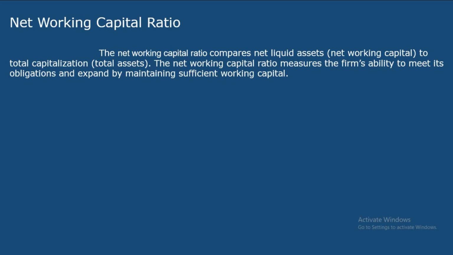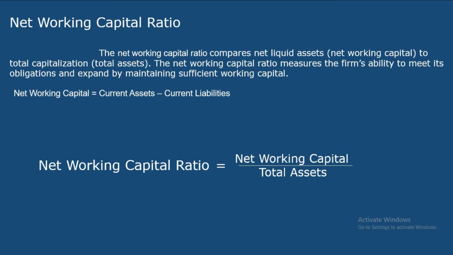Net working capital ratio. The net working capital ratio combines the net liquid assets, also called net working capital, to total capitalization, that is total assets. The net working capital ratio measures the firm's ability to meet its obligations and expand by maintaining sufficient working capital. The calculation of the net working capital ratio is net working capital divided by total assets.